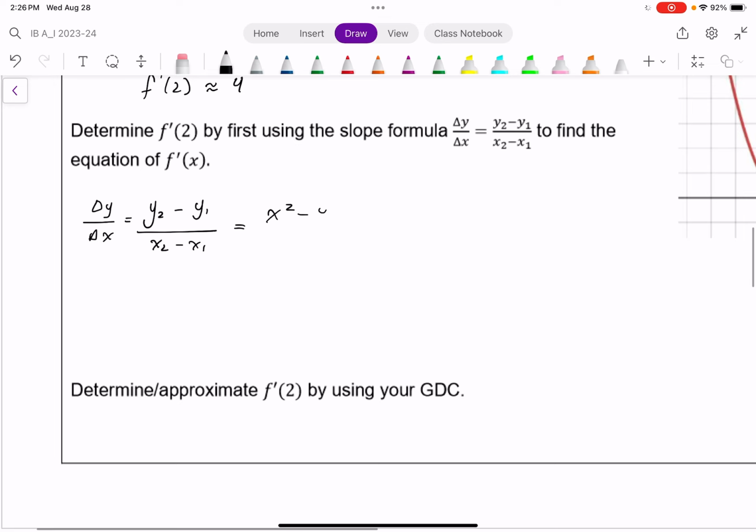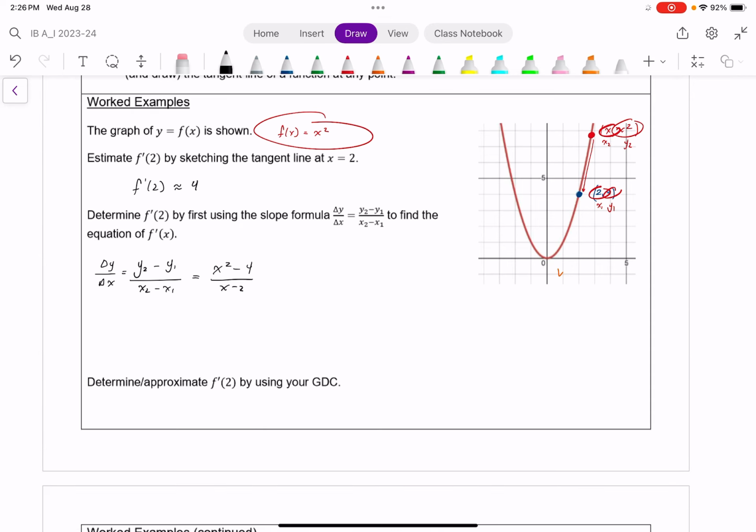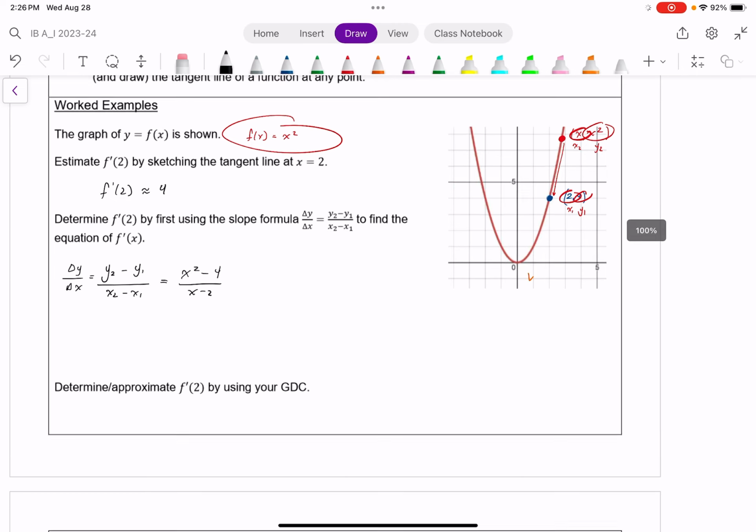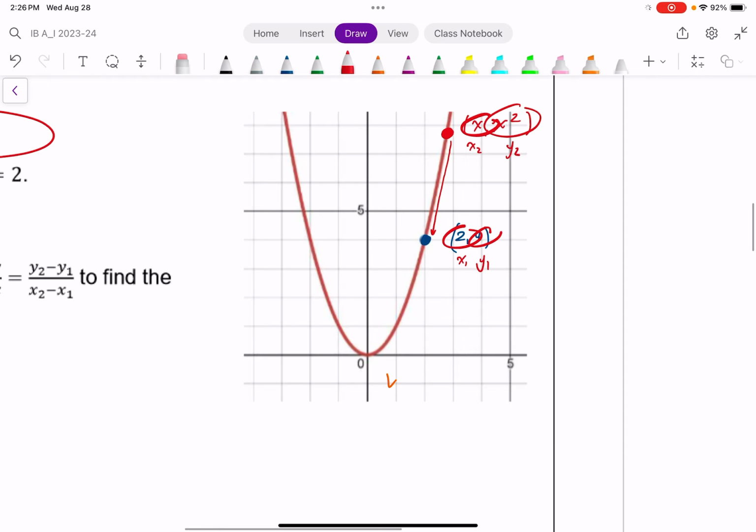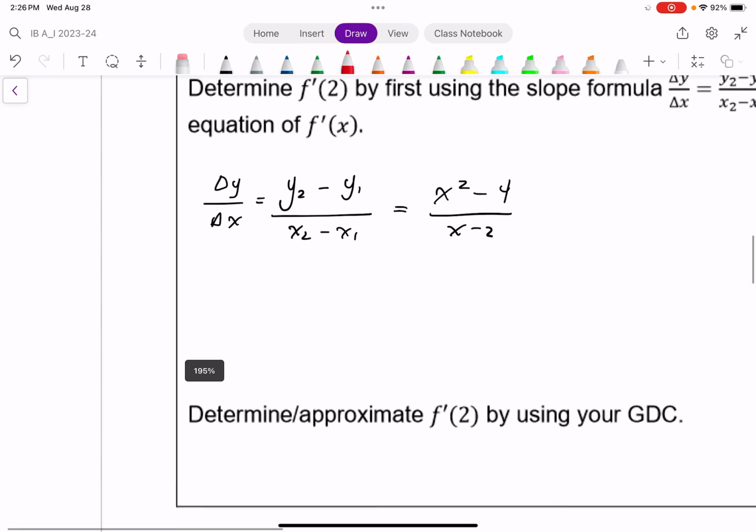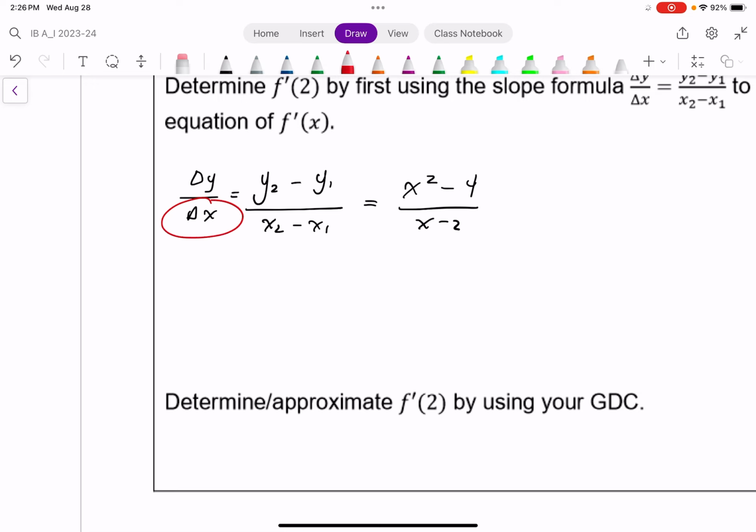So x squared minus 4 over x minus 2. But again, if I'm trying to find the derivative or the gradient of this function at x equals 2, I want to imagine this point here getting infinitely close to this point here. And so the line between them, which we call a secant line, gets closer and closer to the exact tangent line. And so I want to imagine that this change in x approaches 0. So what we're really doing is finding the limit as the change in x approaches 0.